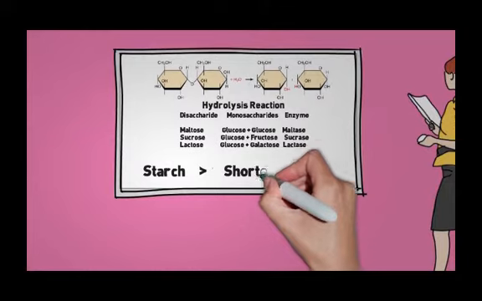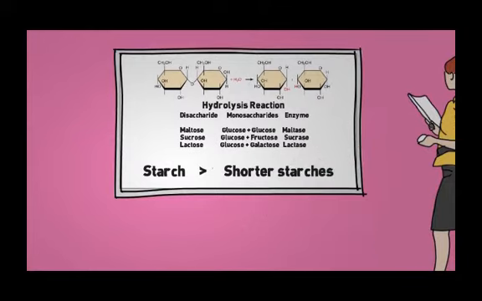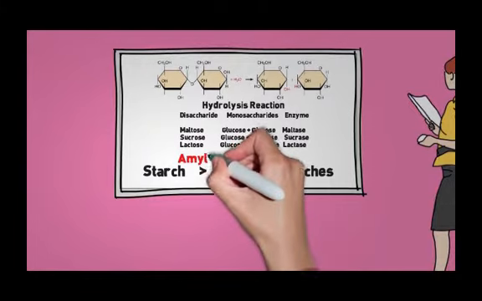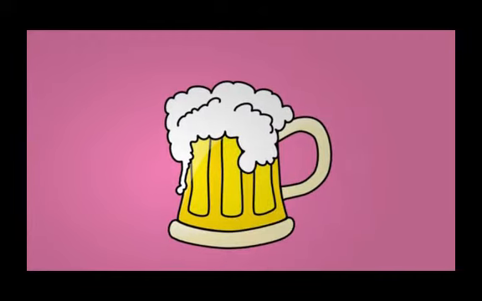While we are talking about enzymes, long chains of monosaccharides called starches are broken into shorter chains by an enzyme called amylase. The reaction involving amylase still is a hydrolysis reaction resulting in 2 shorter starches.